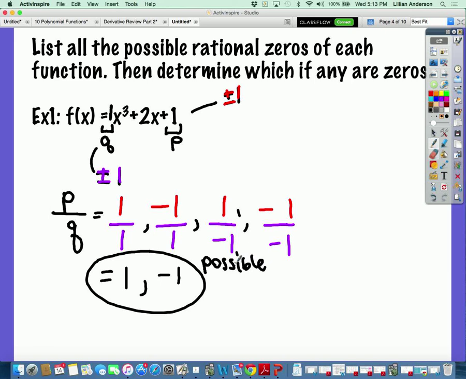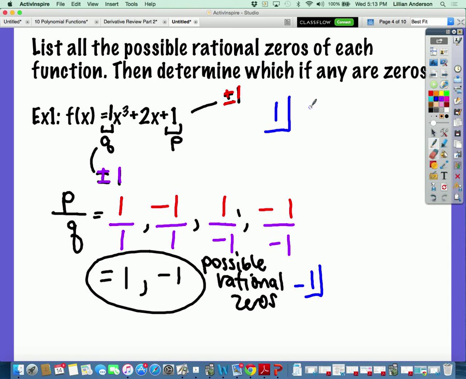Now to figure out which ones are actual rational roots or rational zeros of this polynomial, we're going to use synthetic division, which we went over in lesson 12. So we're going to use synthetic division with 1 as well as with negative 1. And if they are indeed a zero, that means that our remainder should be 0. We don't have to worry about switching the sign here because these are supposed to be our zeros. And we actually plug in our zeros in the backwards L when we're doing synthetic division.